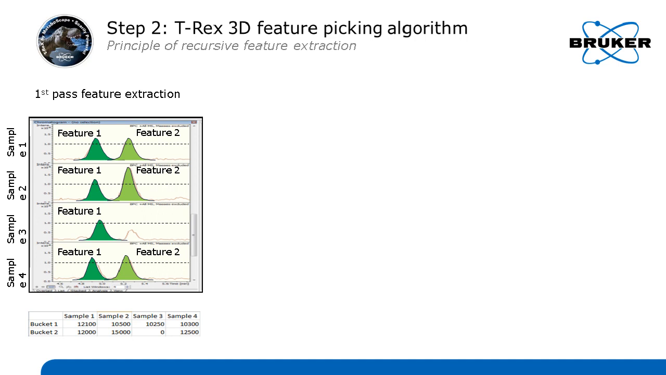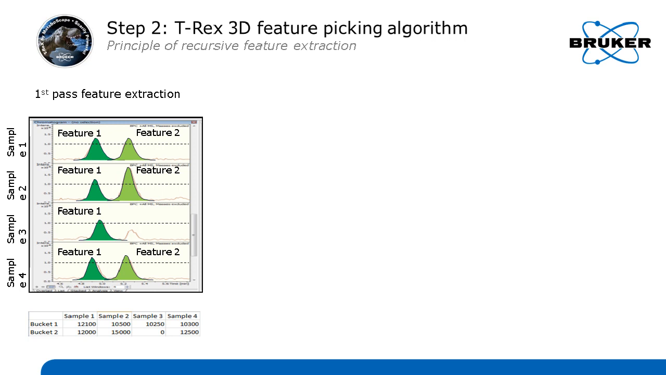Actually, the recursive feature extraction is a really important feature if you want to do statistics on your data. And to explain what this algorithm is doing, let's have a look at these 4 samples. So you have sample 1, 2, 3, and 4 below each other. And then we are looking at 2 different features, so feature 1 and feature 2. And during peak picking in every metabolomic software, you need to specify a certain threshold to distinguish noise from real signals. And this threshold is depicted by this dotted line you see here.